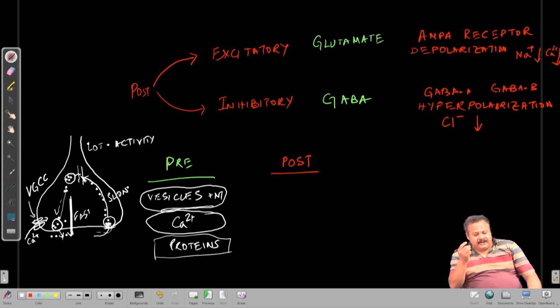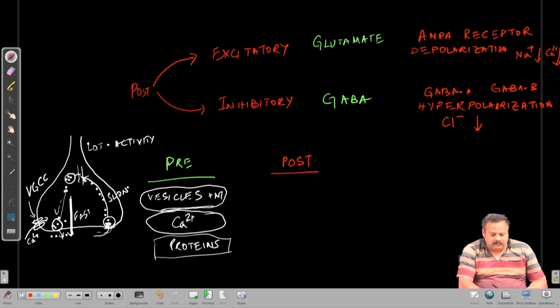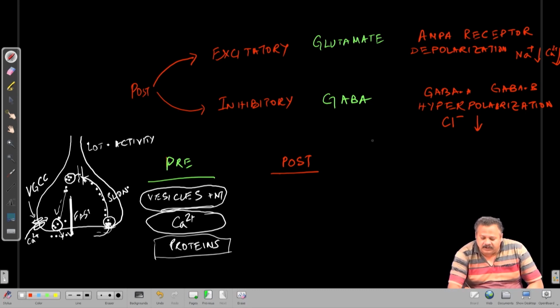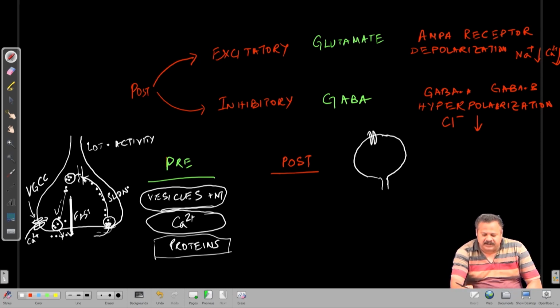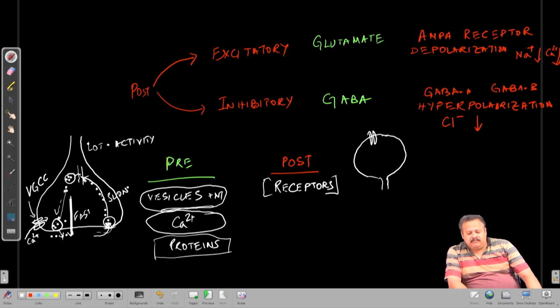Similarly, on the postsynaptic side, there are a number of ways in which the synaptic strength can be modified. If you recall, if we draw this spine with the neck, there are receptors on the postsynaptic side. So the amount or concentration of receptors present in the postsynaptic side can itself be a way to modify the synaptic strength.